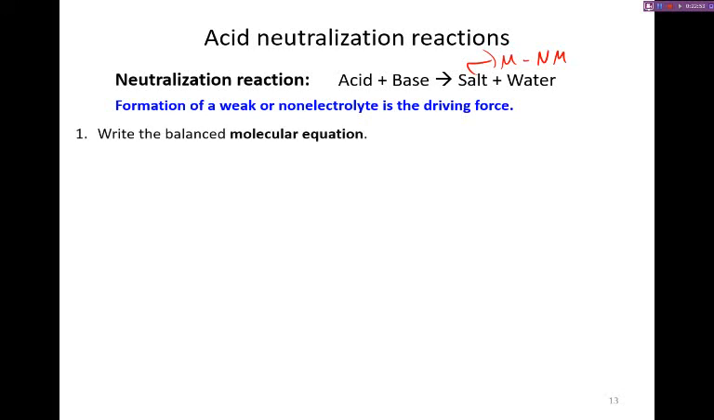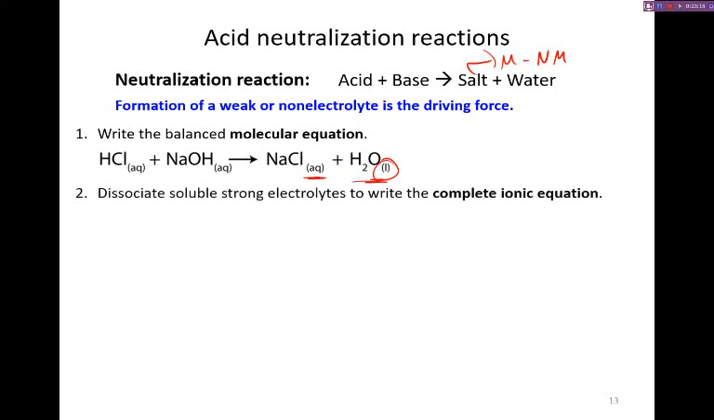So let's take a look at an example. In this equation, we're going to have hydrochloric acid with sodium hydroxide. That forms sodium chloride and water. Water is always going to be liquid when we're doing neutralization. Generally speaking, these will be aqueous, but you should always double check with the solubility rules.